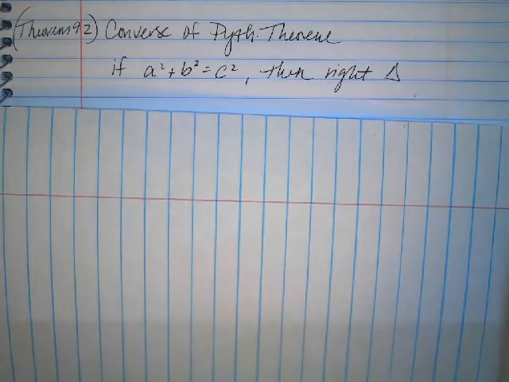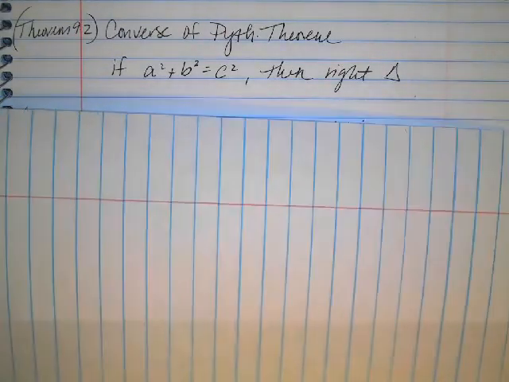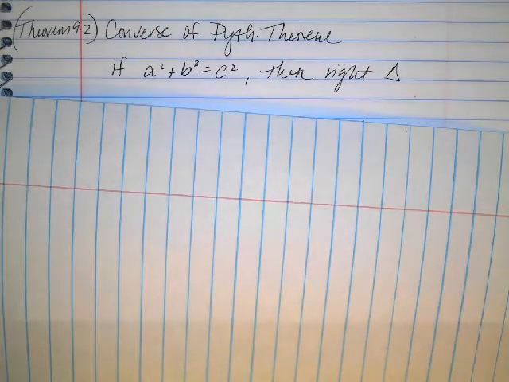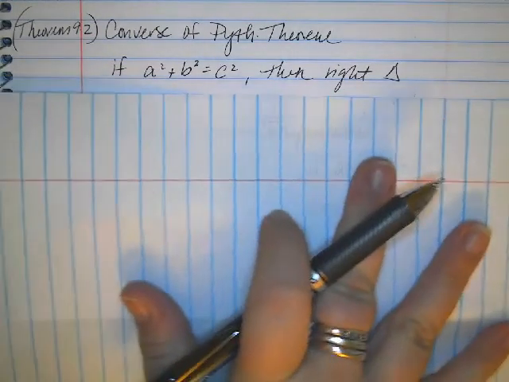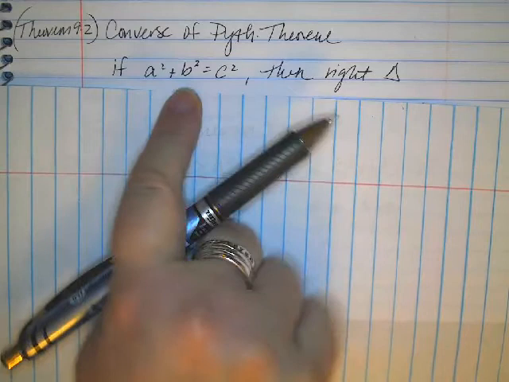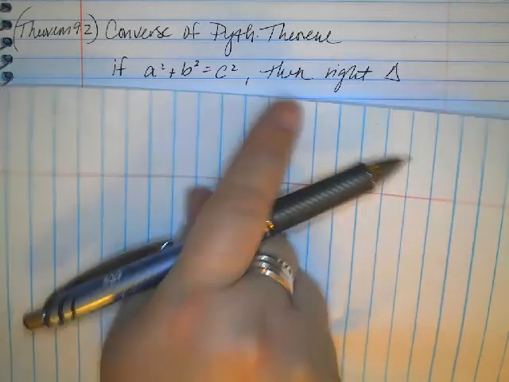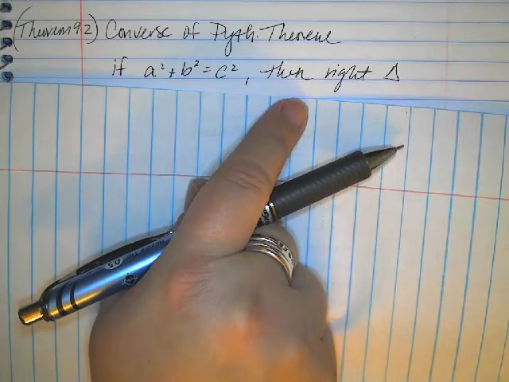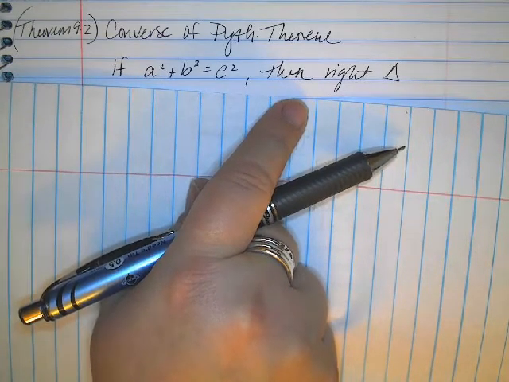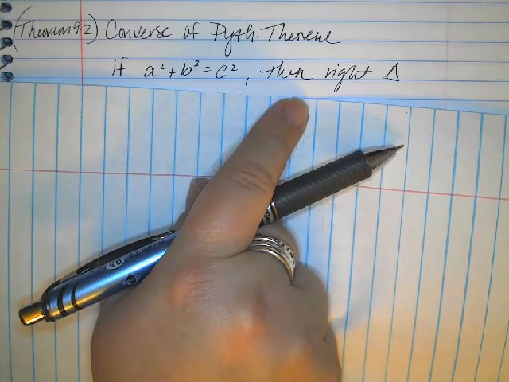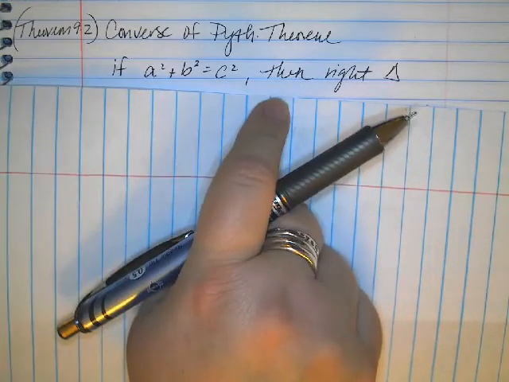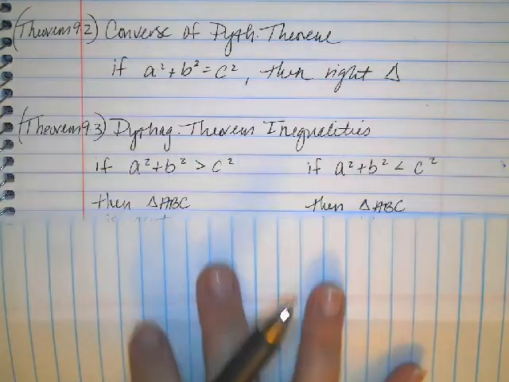Now we're going to look at the converse of the Pythagorean theorem. Remember, we're essentially switching the if and the then in a converse statement. It says that if this formula works, if a squared plus b squared equals c squared is true, then I know I have a right triangle. Whereas the theorem itself said if I have a right triangle, then a squared plus b squared equals c squared. These guys just flipped it around for the converse.